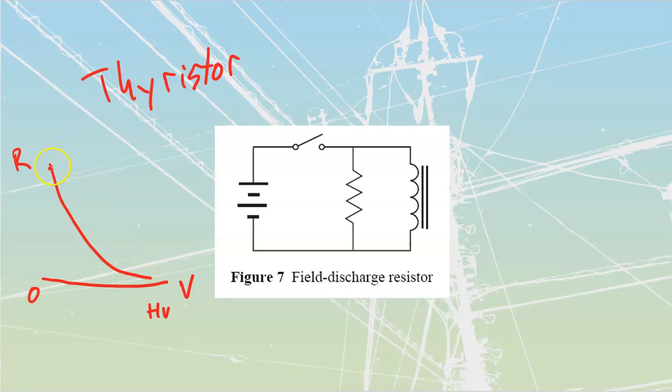Usually what it is, it's a rapid drop. This one's actually probably poorly drawn. It should be more looking like that. So that once we get to certain values of voltage, these things just break right over and conduct. They go to a low value of resistance.